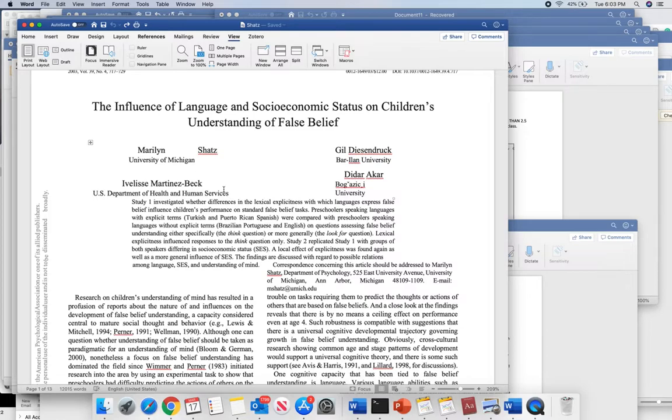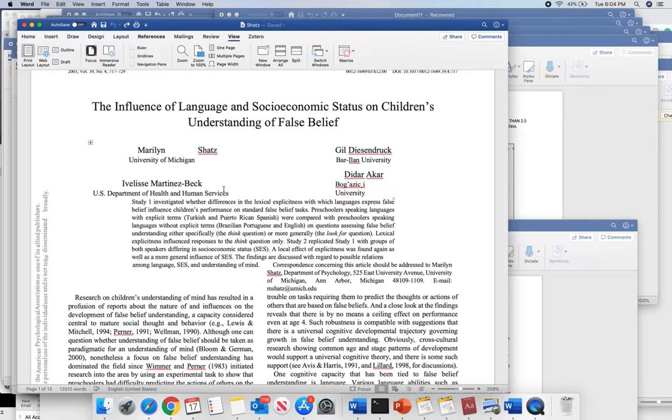Lexical explicitness influence responses to the think question only. We'll get into what that means, but that's a different point. So we'll see what that means. That's a problem for us to solve. Study 2 replicated Study 1 with groups of both speakers differing in socioeconomic status. A local effect of explicitness was found again, as well as more general influence of SES. The findings are discussed with regard to possible relations among language, SES, and understanding of the mind.